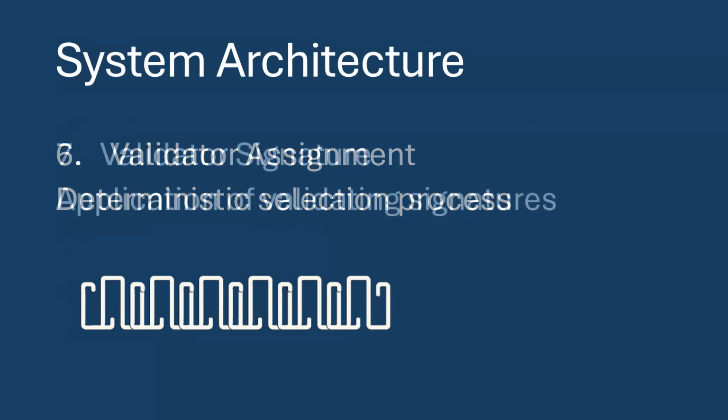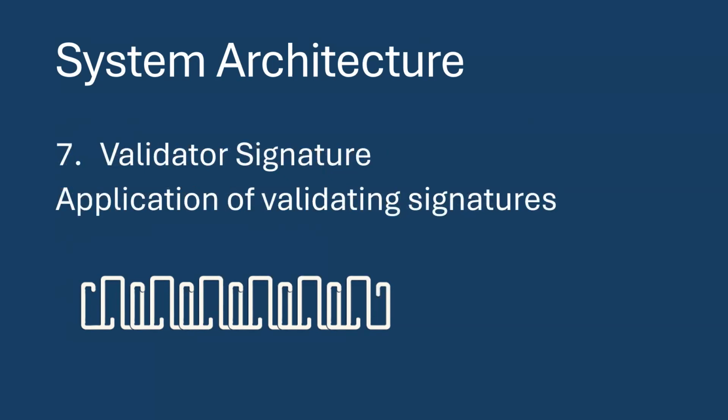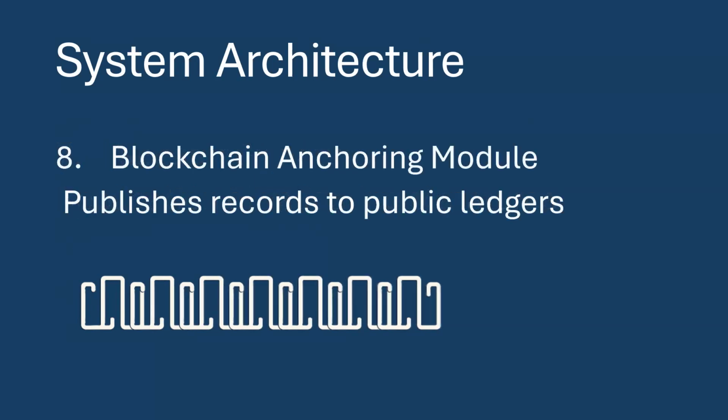7. Validator signature module. The assigned validator uses this component to review the custody record and apply a second independent signature. The validator signature module applies the validator's signature. 8. Blockchain anchoring module. Publishes the custody record to a public ledger for permanent reference.